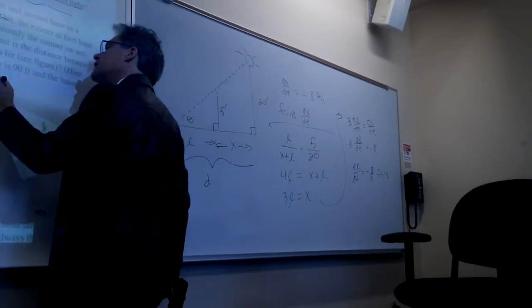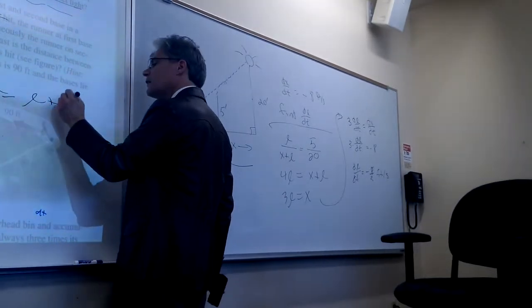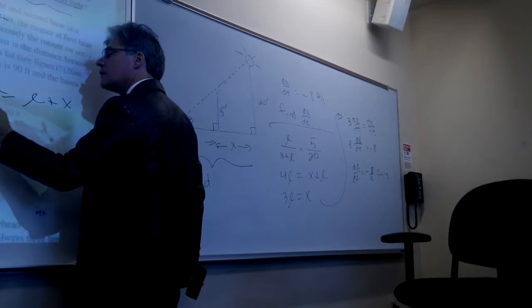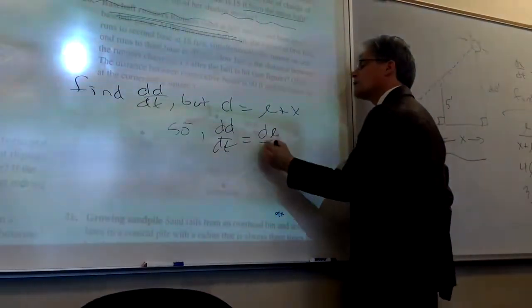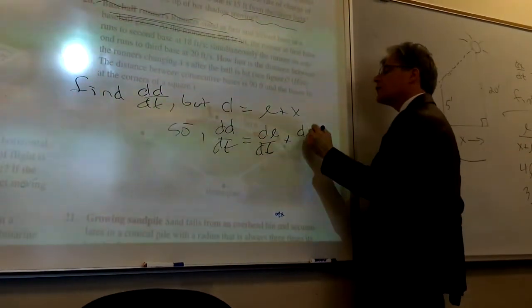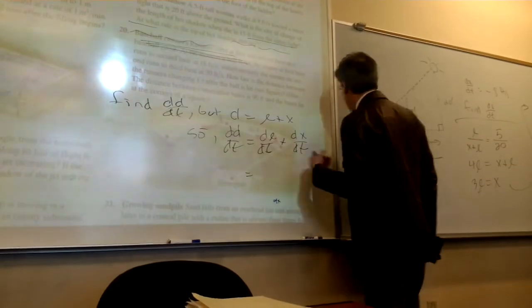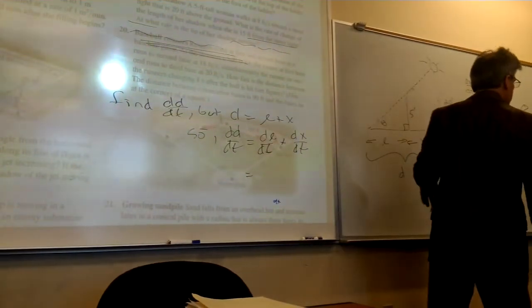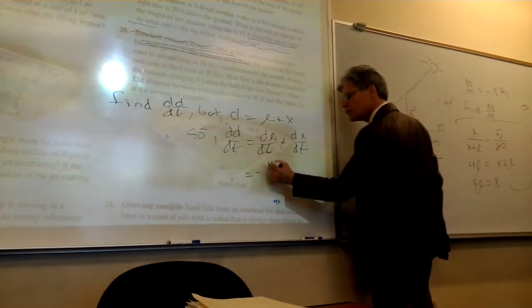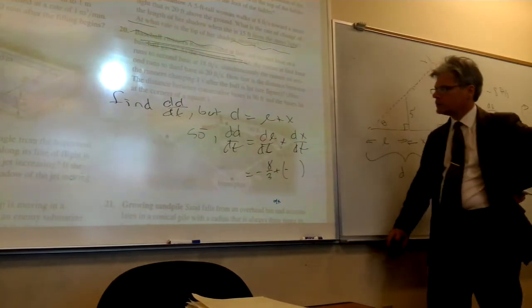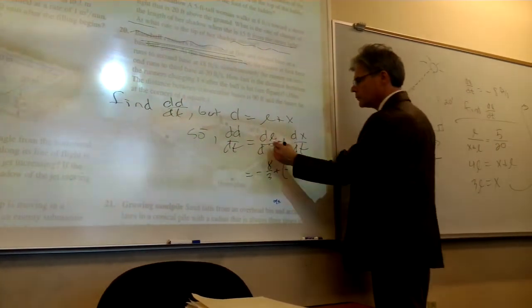But I think d is equal to nothing more than L plus x. So to differentiate d with respect to time t, I just need to differentiate L with respect to time t and add to that the derivative of x with respect to time t. And I think I just found dL/dt to be, is it -8/3? But isn't that only dL/dt at 15 feet?